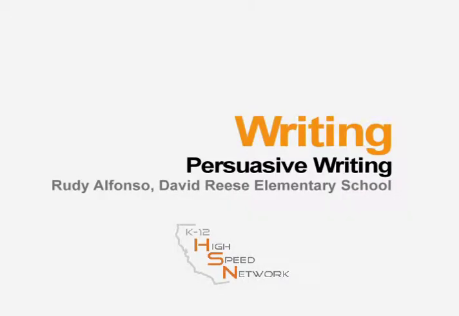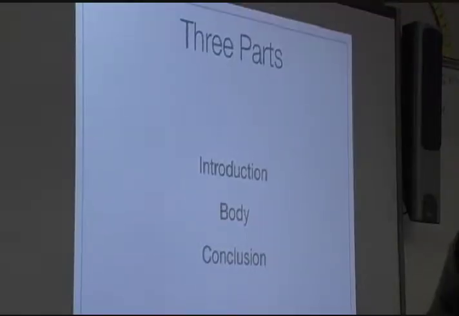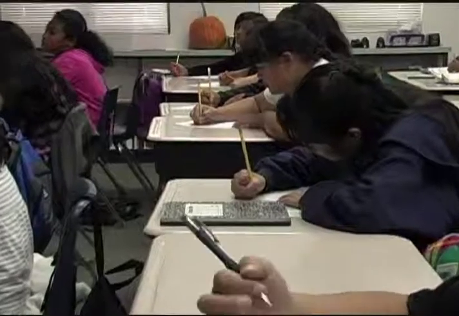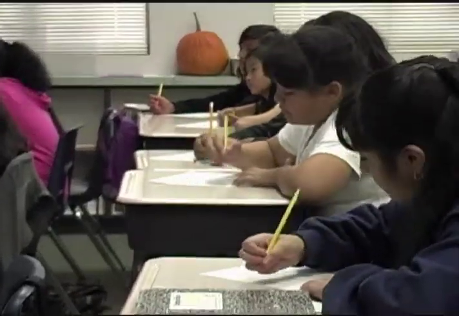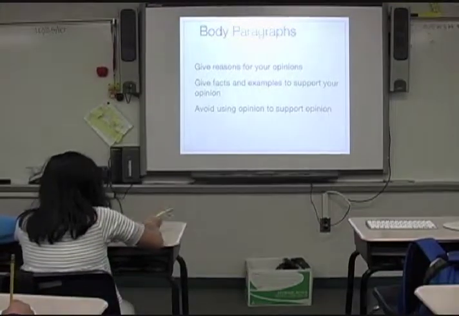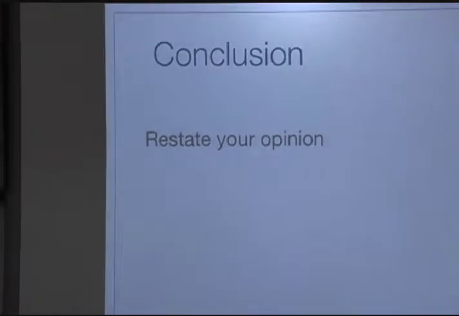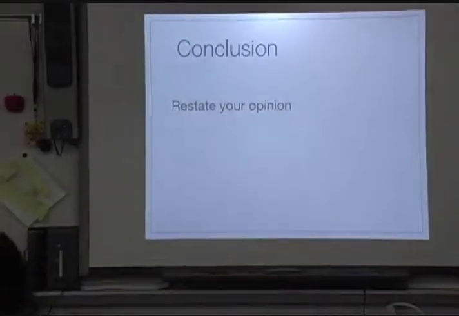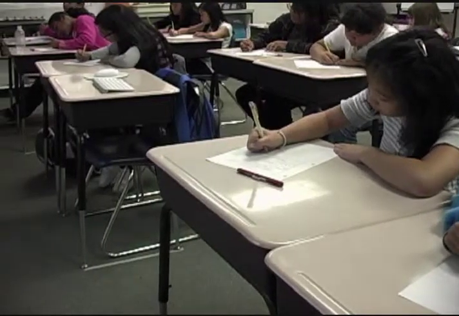If you're writing persuasively, the audience needs to know clearly what you're talking about. For persuasive writing, there's 3 parts. You have your intro, you have your body paragraphs, and then you have your conclusion. And you state it again, the more people will remember what your message is.